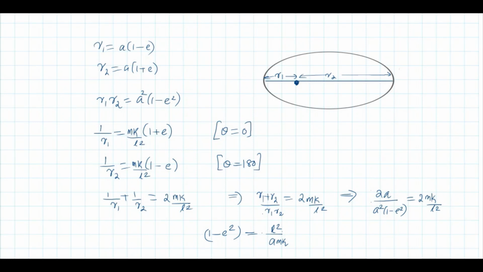And also you have these expressions. R1 is a into 1 minus e and R2 is a into 1 plus e. When you add these two, R1 plus R2, you will get 2a, and R1 R2 you will get a square into 1 minus e square. And this is the expression for 1 by R1. R1 is the smallest distance.